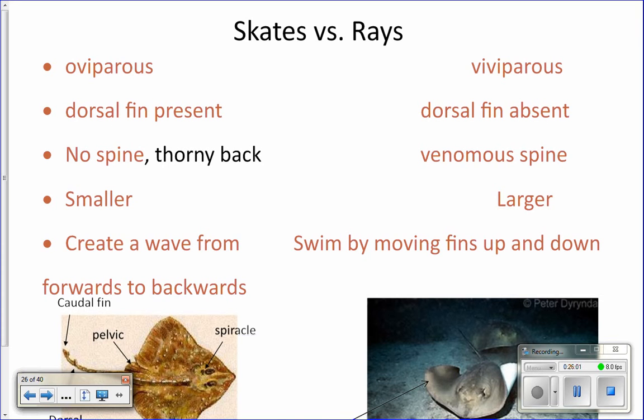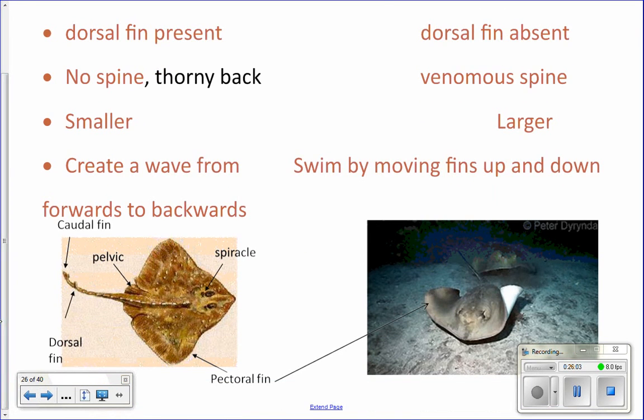Okay, so you can see the two. So here's a skate, here's a ray. Here's the little dorsal fin on the tail of the skate, and the ray won't have one of those. And then also, some skates will have caudal fins at the back, whereas rays won't. Okay. You can see the spiracle behind the eye. Does that difference make sense? Okay.